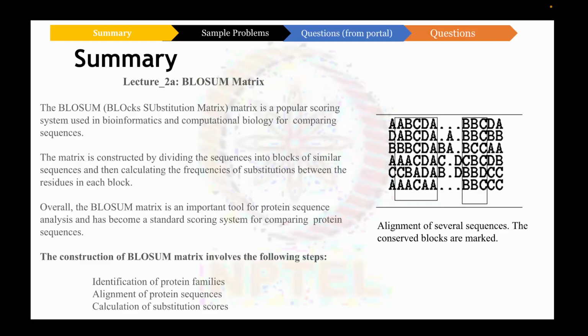Finally, we calculate the log-odds ratio of each observed frequency to its corresponding expected frequency. This gives a matrix of substitution scores. So these are the basic scoring matrices that are behind the dynamic programming concept.